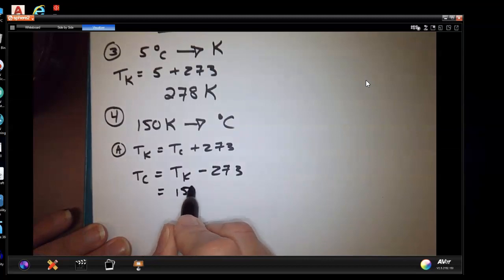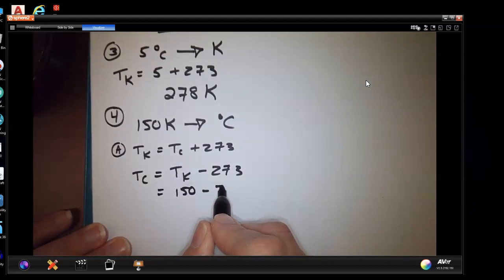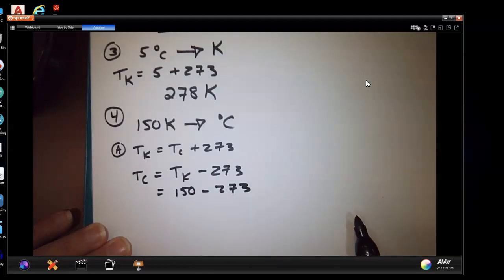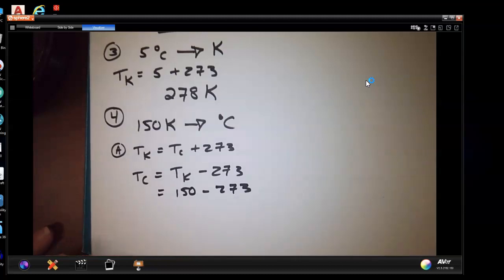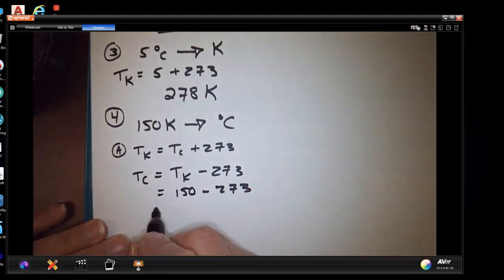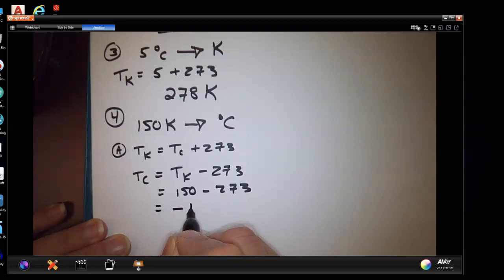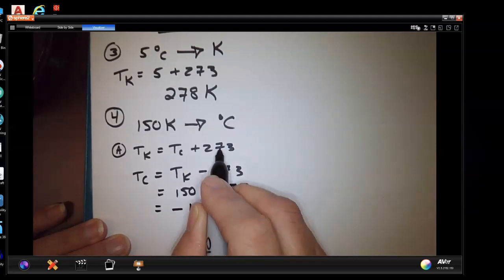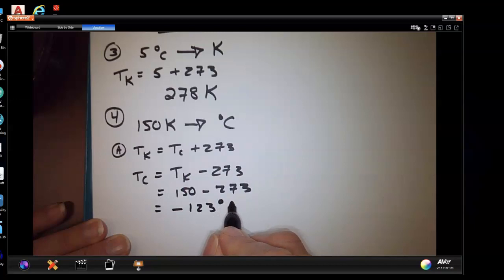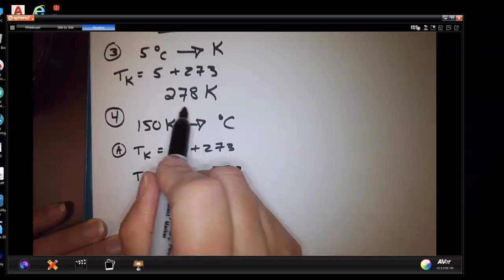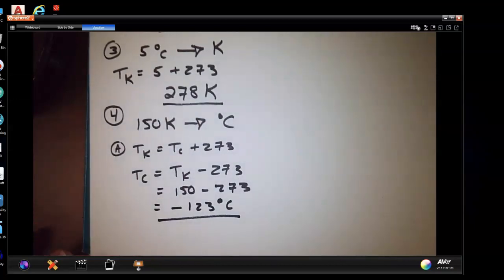So it's going to be 150 minus 273. There you go. I guess I need my calculator. So that gives us a big old negative number. Negative 123. And remember to answer the question. We were in degrees Celsius. So there's your answer.